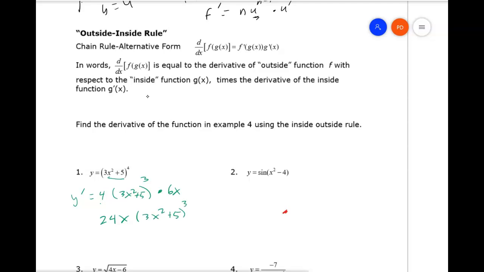Do not multiply out the cube. That is not simplifying. This is indeed simplified. That should be what your homework takes as an answer. We're going to move on to problem 2. If you want to stop, write it down, try it on your own. You can do that.